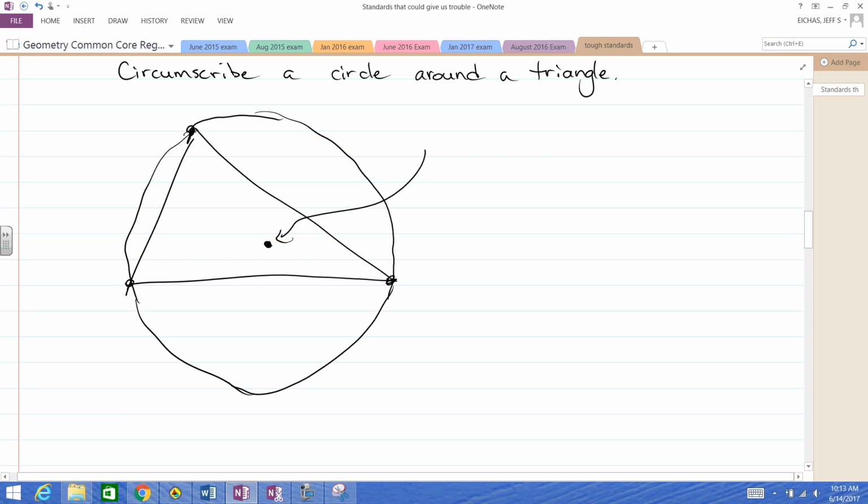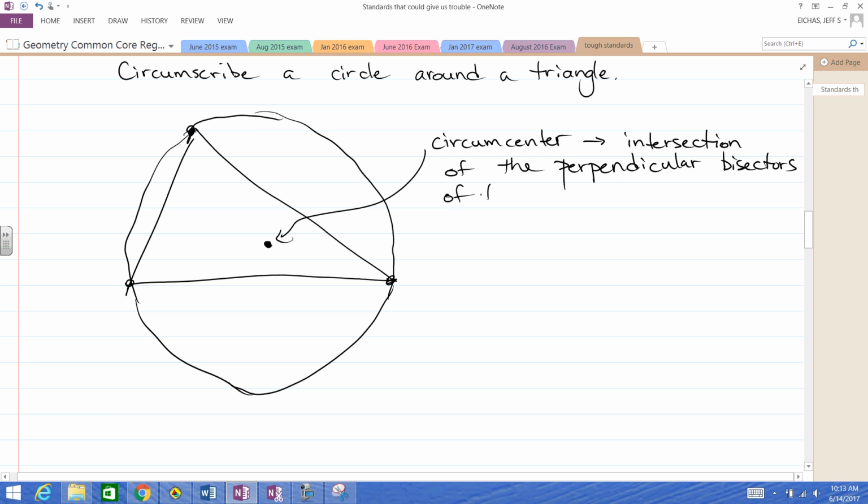Once we find the center of the circle, we can pick any vertex and we can just go through it. So it's a lot easier. This is called the circumcenter. Basically, it's the center of the circle that circumscribes the triangle. How do we do it? It is the intersection of the perpendicular bisectors of the triangle, the sides of the triangle.